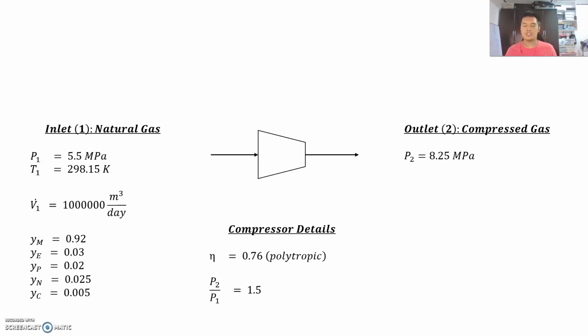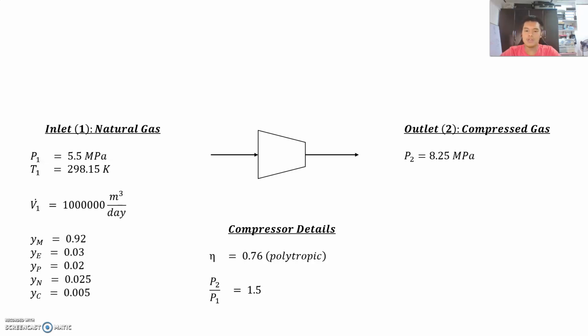The compressor is the unit operation in question, to an outlet pressure of 8.25 megapascal. How do we calculate 8.25 megapascal? Well, noting the compressor details, it is assumed that the compressor ratio has a value of 1.5. The compressor ratio has a formula of the outlet pressure P2 over the inlet pressure P1, which is shown here. Since we already know P1 and the compressor pressure ratio, which is 1.5, it is a simple algebraic method to find P2, which is 8.25 megapascal.